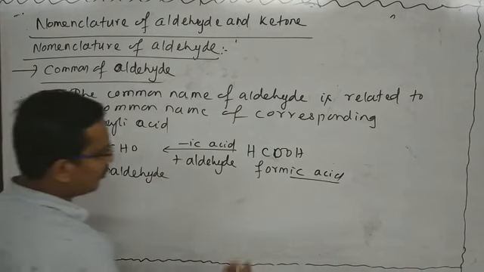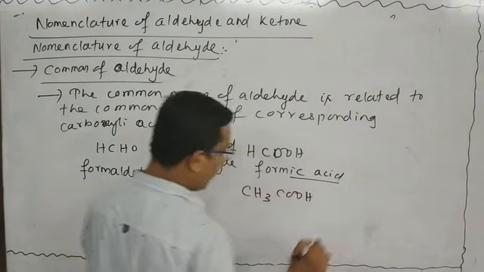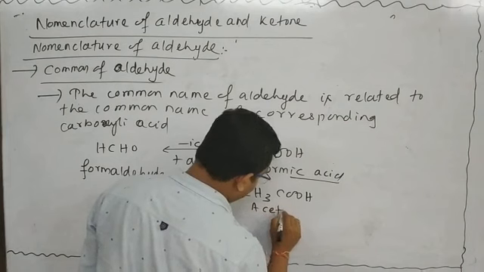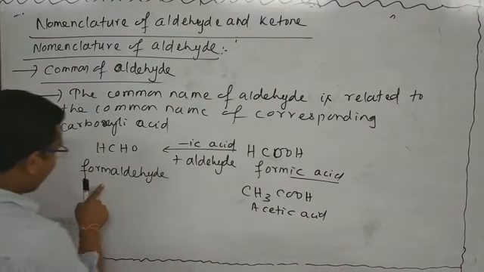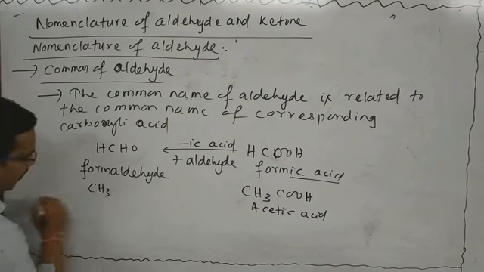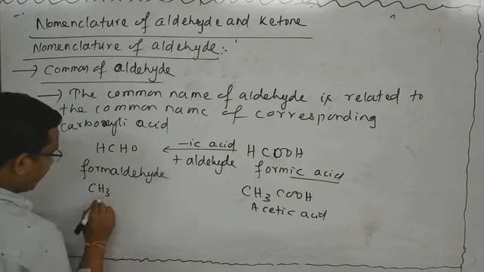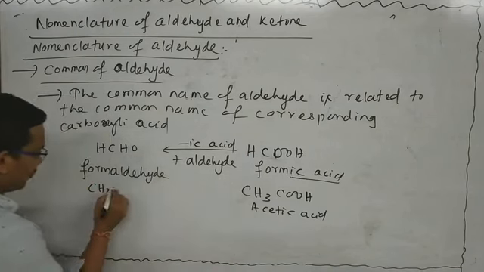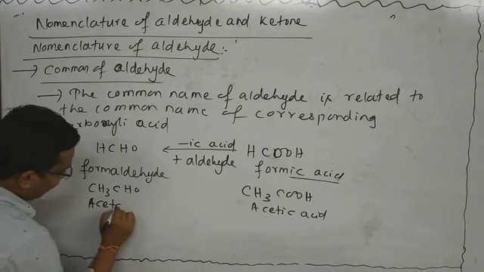Like that, if you think about another example, there is acetic acid, CH3COOH. The name of this compound is acetic acid. Like this example, you can name the corresponding aldehyde of this carboxylic acid, that is CH3CHO, and the name of this compound is acetaldehyde.